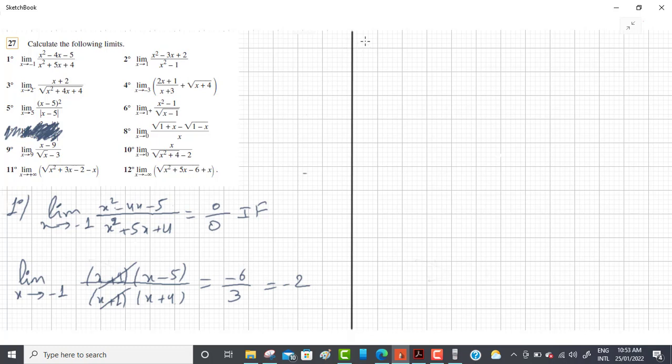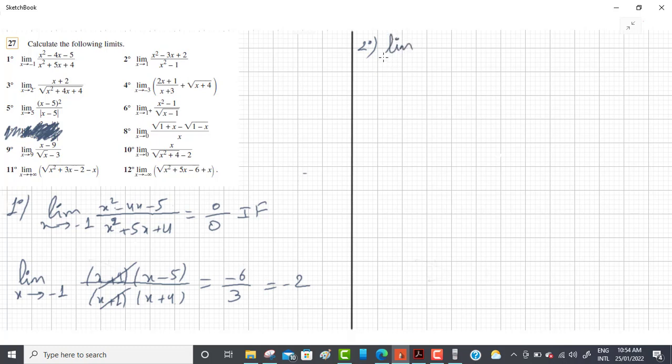This is part 1. Someone will ask why you didn't calculate minus 1 minus and minus 1 plus. Because in the result I'm obtaining a constant number. It wouldn't make any difference. If you did calculate minus 1 minus, you will obtain minus 2. If you did calculate minus 1 plus, you will obtain minus 2. It's the same.